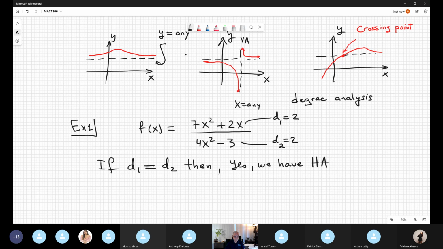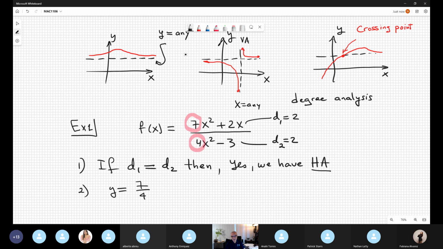At what value? This is my first question: does it exist or not? Yes. The second point is, at what value? To determine the value is super easy. The horizontal asymptote is located at the equation y equals, and you divide this number by this number. You divide the leading coefficients, it is 7/4.